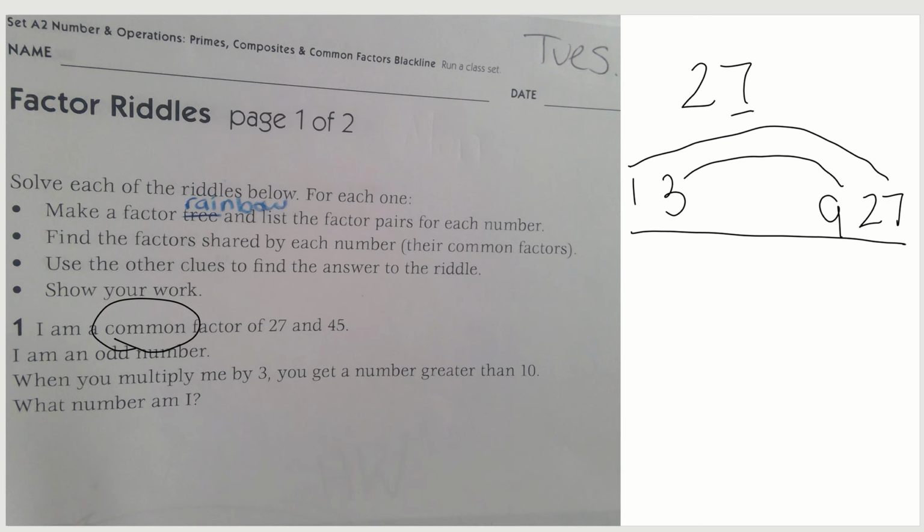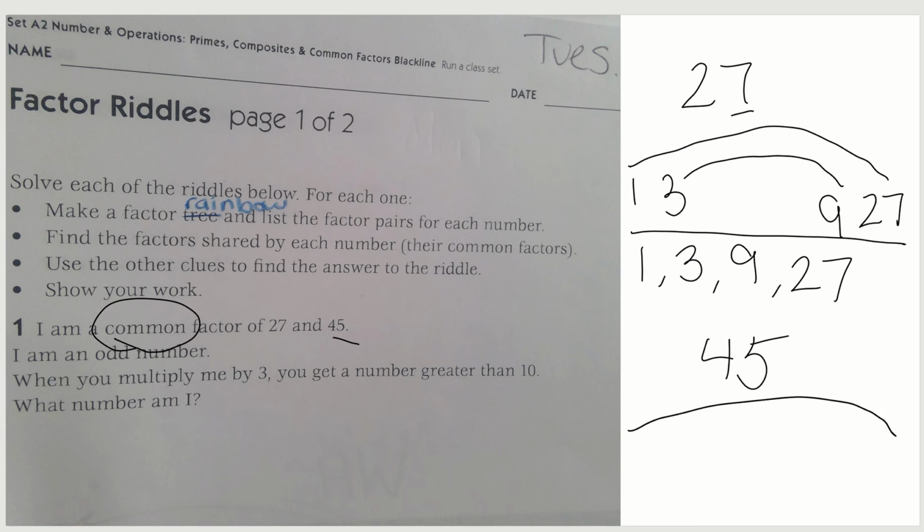So here are the factor pairs. 1, 3, 9, and 27. Let's try making a factor rainbow for 45. I know it's 1 and 45.